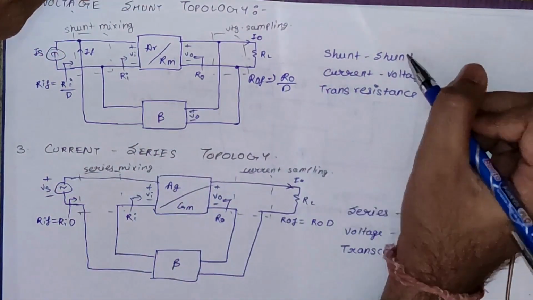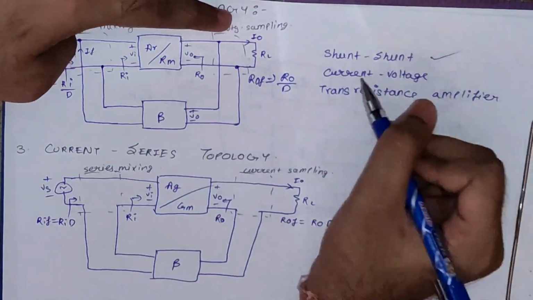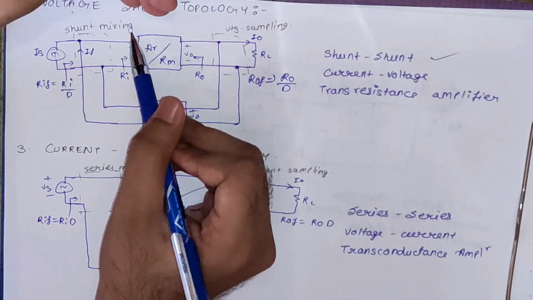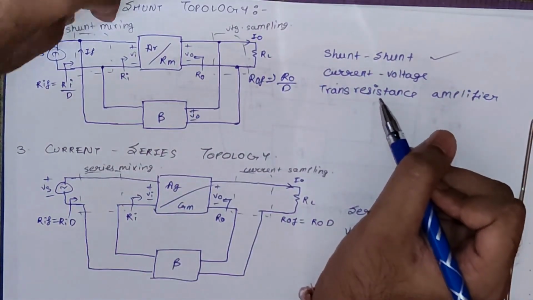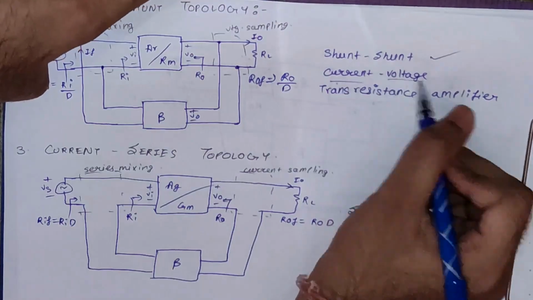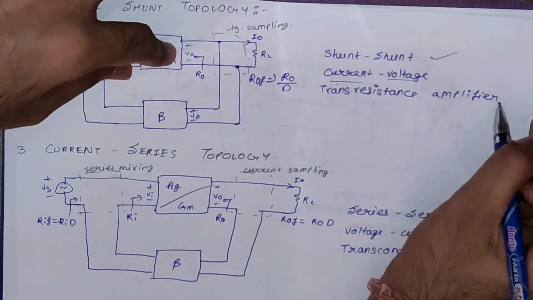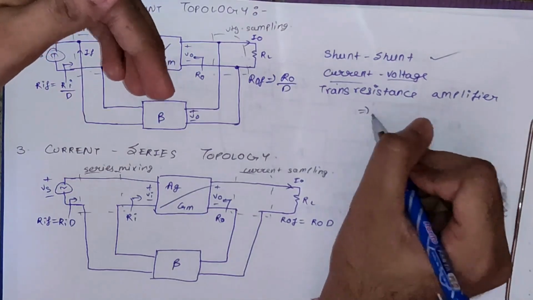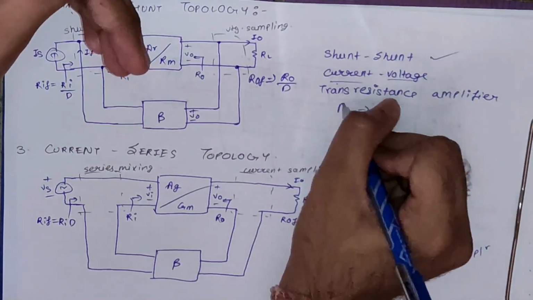Now let's see the other name of this topology. This can also be said as shunt. Shunt mixing is also called current mixing. So the second name is current-voltage: current mixing, voltage sampling. And this is also called a transresistance amplifier because we have an output voltage and an input current. This is what our RM says.